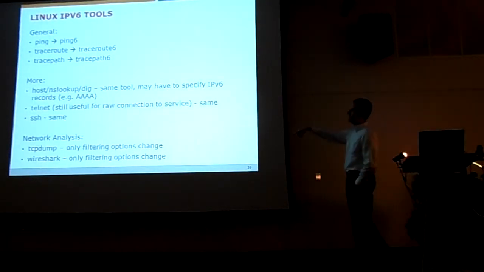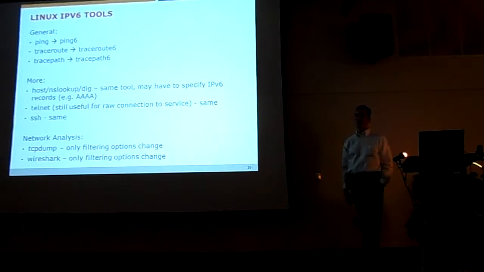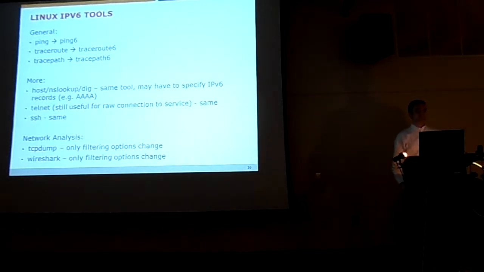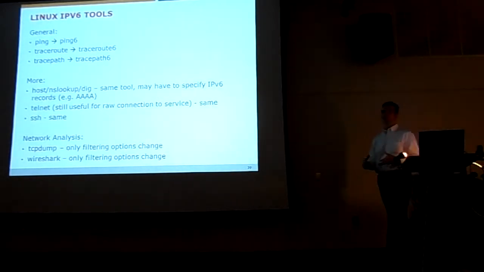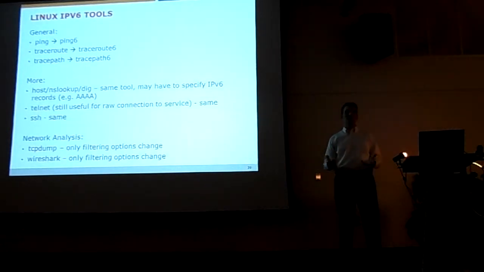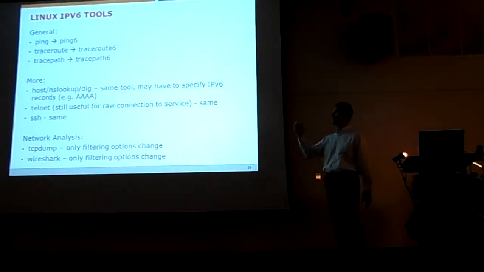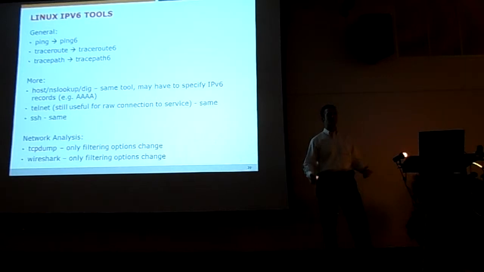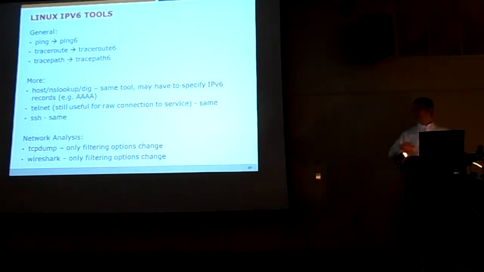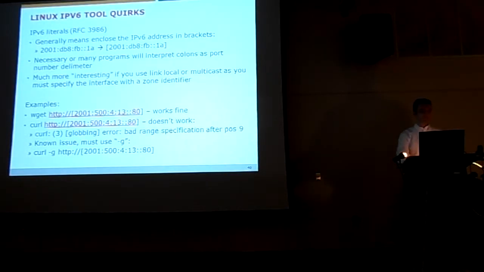All right, and then quickly I give some examples. For whatever reason, in most operating systems there's a command that automatically figures out which version to use, but in Linux and OS X they have separate commands. So for a lot of stuff you have to add the 6 to use the IPv6 version. Not everything, but for some of the troubleshooting ones.